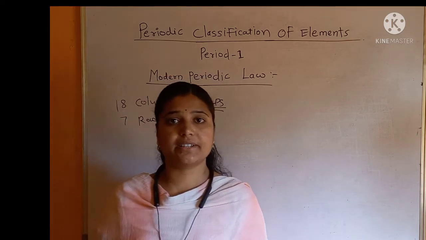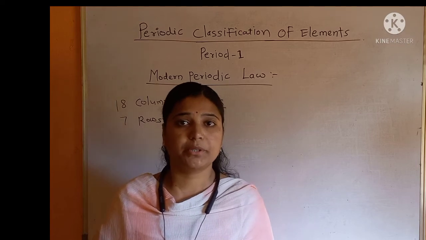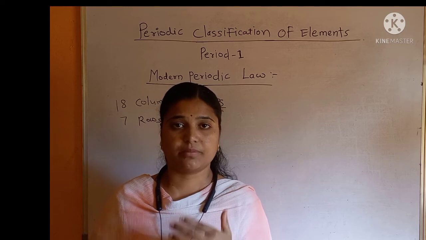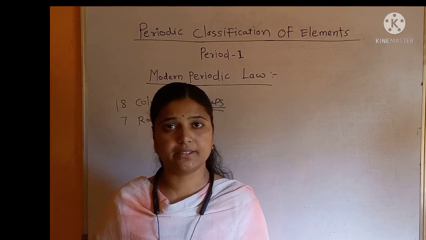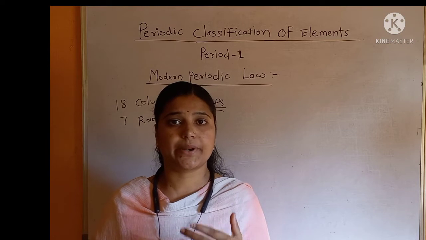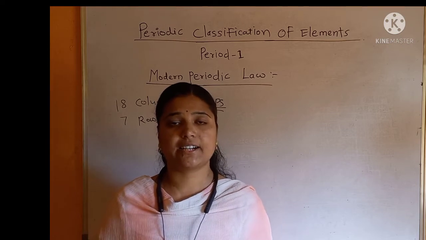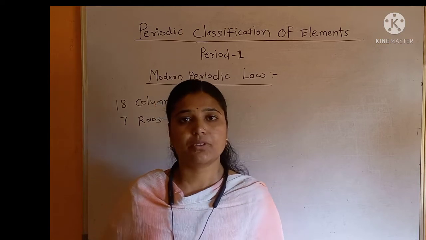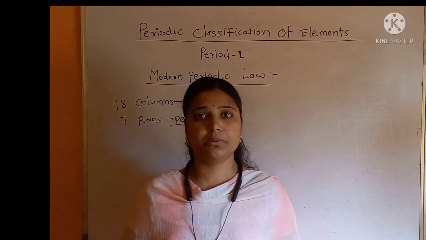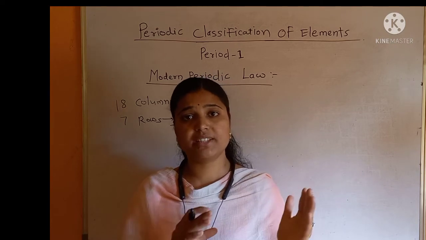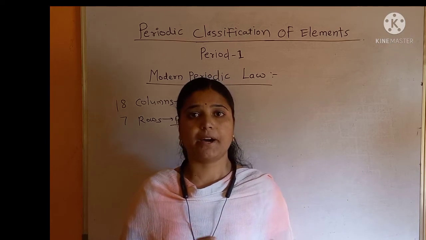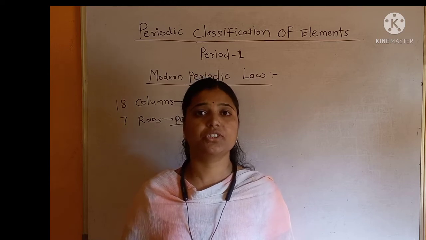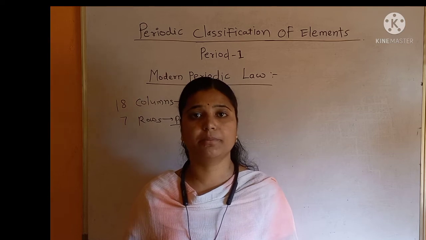Apart from these 7 periods, 2 periods are present at the bottom of the periodic table. The first series starts from lanthanum, so it is called the lanthanides, and the second starts from actinium, so it is called the actinides. These are part of the 7 periods, but they show different properties, hence their position is given at the bottom of the periodic table.